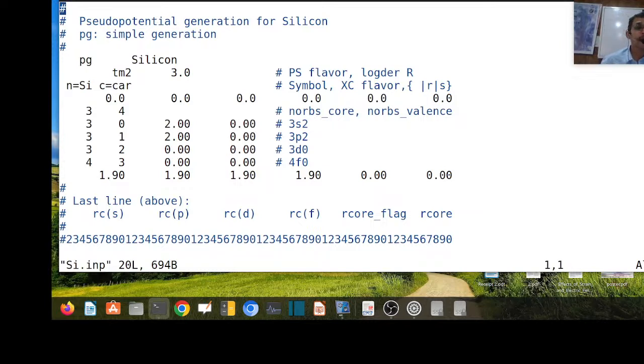So PG means pseudo-potential generation. It is the name of the system. TM2 means Troullier-Martins advanced scheme. This is basically 3.0. It is the cutoff radii for the logarithmic derivative. I will talk about it later on.